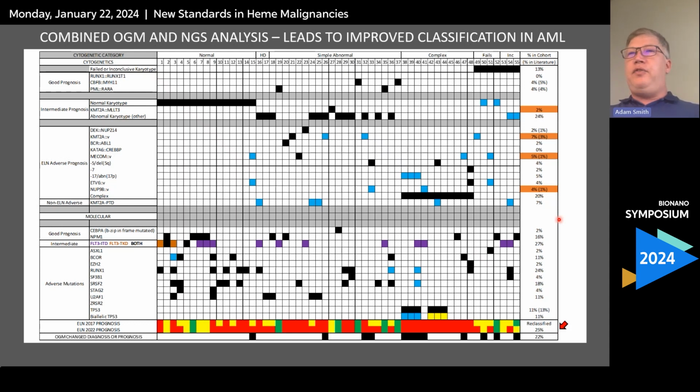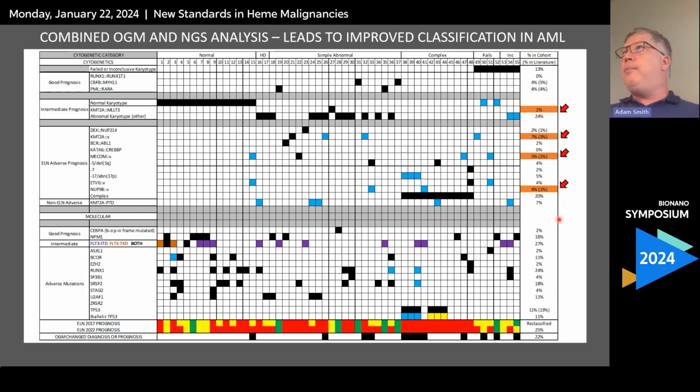So looking at the reclassification rate between the 2017 and the 2022 ELN, we've done that as well: 25% reclassified. And this is actually pretty consistent with other papers that have looked at reclassification rates between 2017 and 2022 without doing any additional studies, just looking at the reclassification rate using the different guidelines. And also 22% of the cases had OGM findings that were significant in terms of actually leading to reclassification as well. So our reclassification rate is a little bit higher than in other validation studies of these two guidelines, just because, again, we're finding more information than was found in the standard of care.